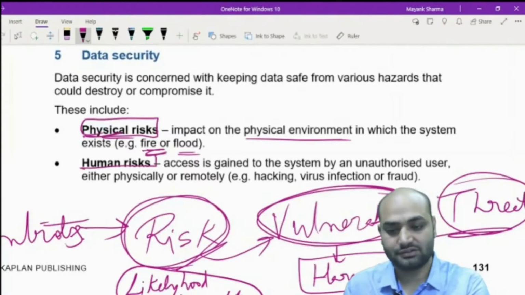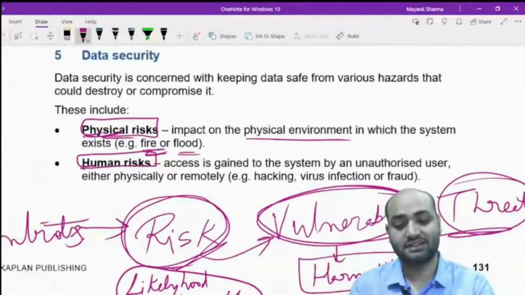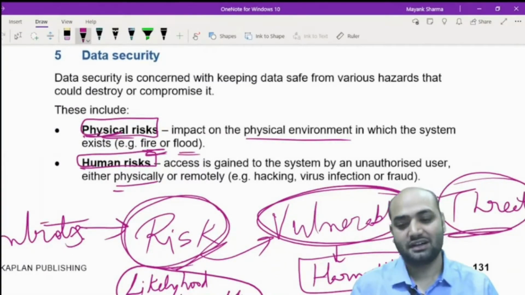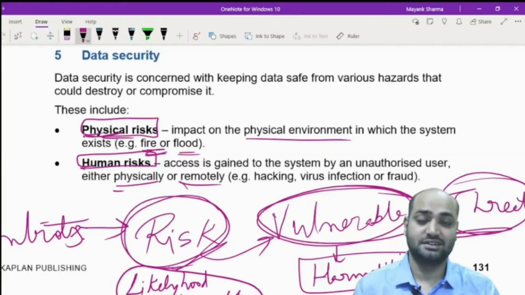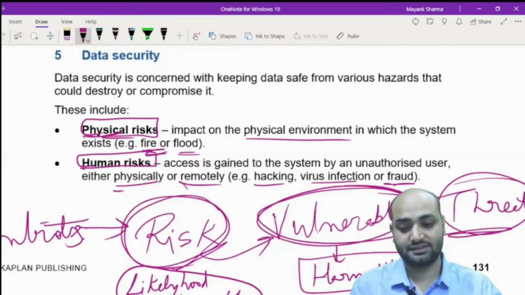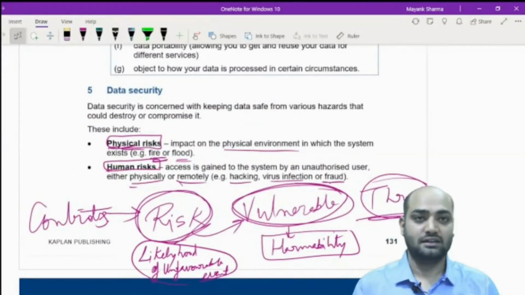Human risk is also there. Human risk is the risk that a human being will gain unauthorized access or may manipulate your data. Access is gained to the system by an unauthorized user, either physically or remotely. It can be physical, like somebody coming to your home and checking your PC. It can also be done remotely if your system is connected to the internet, then hackers can hack into it. So hacking, virus infection, or fraud are other forms of human risk. These kinds of risks cannot be eliminated; they can be reduced to an acceptable level.